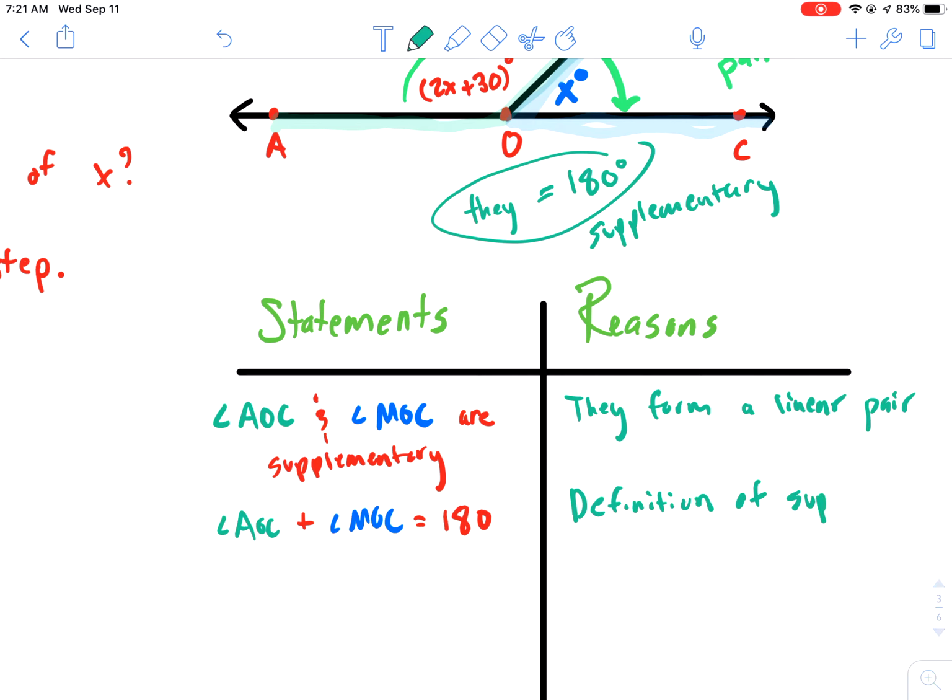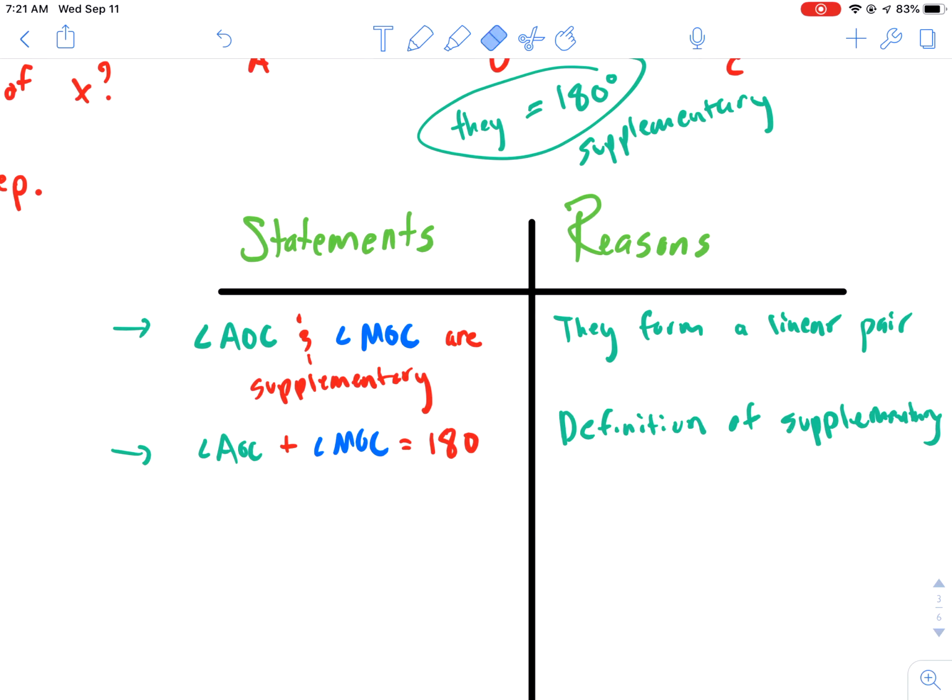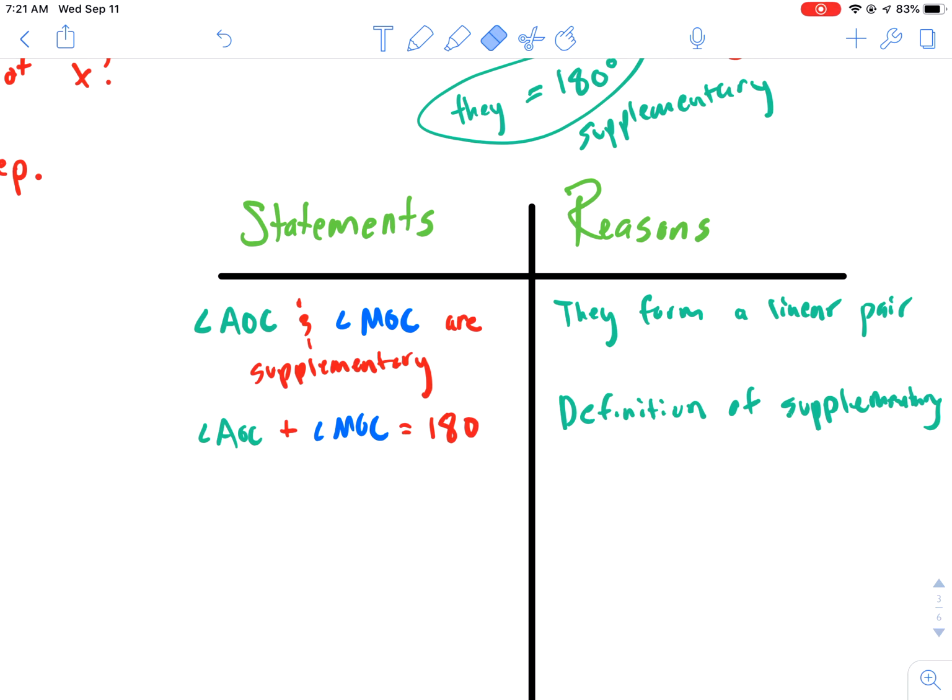You're probably wondering, why do we need to list that? Isn't that kind of assumed? If they're a linear pair, don't they add up to 180? You're going to see why we do that. We justify each step. Each statement helps us lead to the next one. We add a little bit of information, a little bit of specifics each time. So that's the definition of supplementary angles. Sorry, I forgot the angles part.